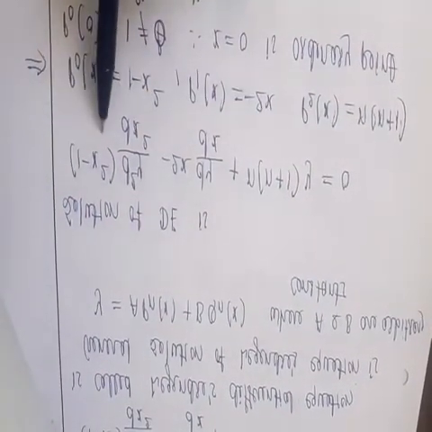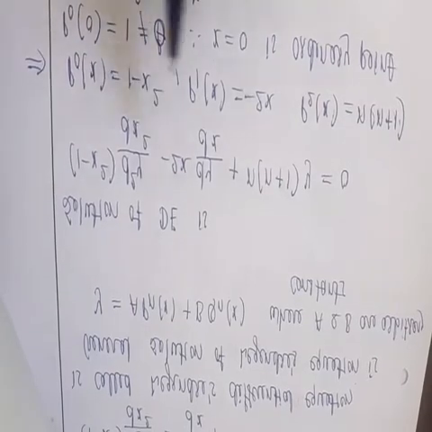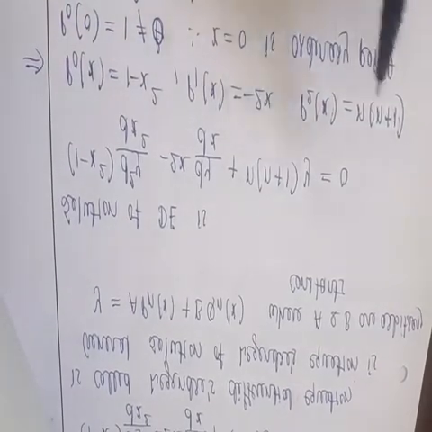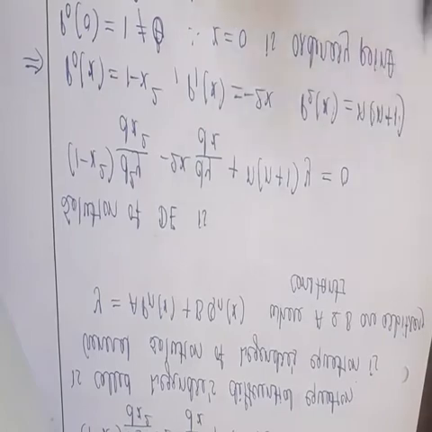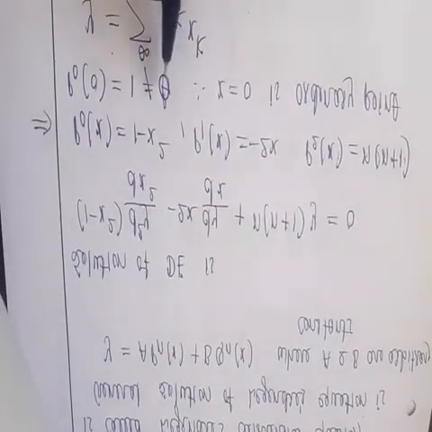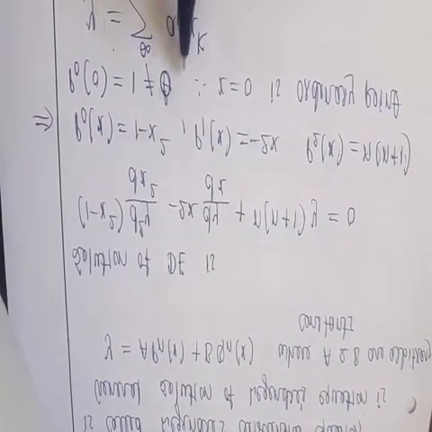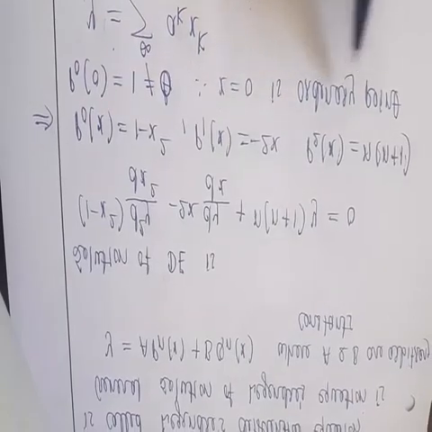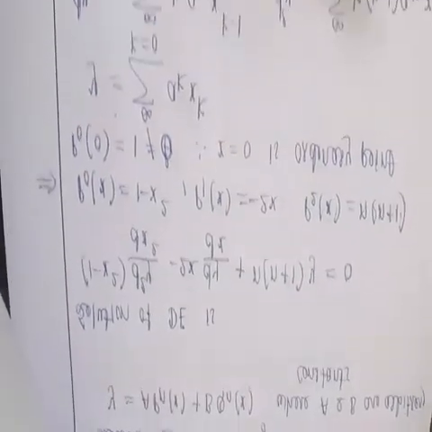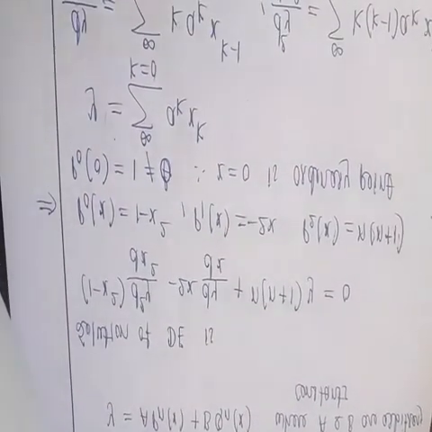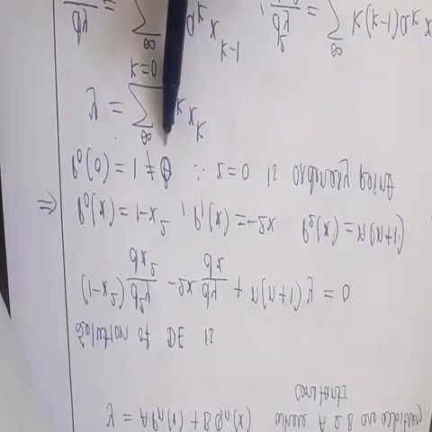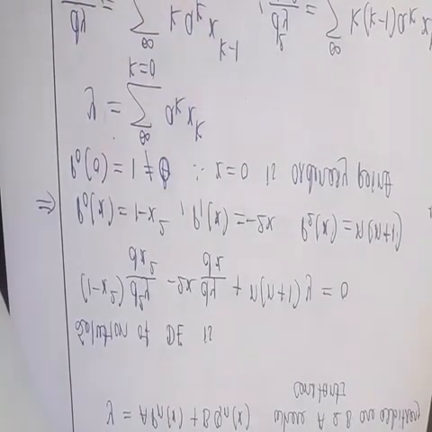First we find p0(x), which is 1 minus x squared. p1(x) is minus 2x and p2(x) is n(n plus 1). So p0(0) is equal to 1, which is not equal to 0. Means what? x equal to 0 is an ordinary point. If x equal to 0 is an ordinary point, the solution can be written as summation k equal to 0 to infinity a_k x to the power k.